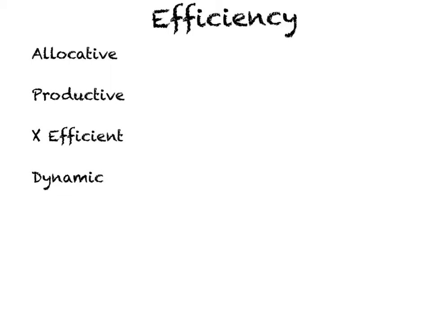So the first one is allocatively efficient. Now pause the video and see whether you actually know this before I tell you. Okay, so allocatively efficient is when price equals marginal cost. Okay, so this is where they say total economic welfare should be maximised in this case. But the basic idea is it's not fair for one person to win.